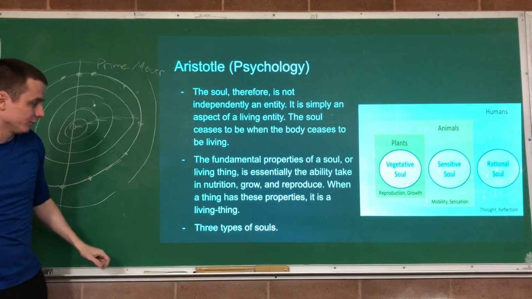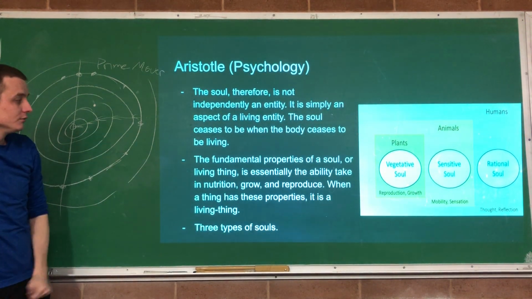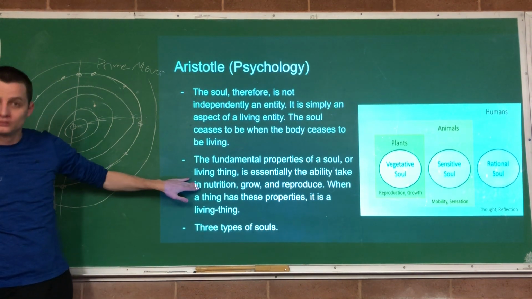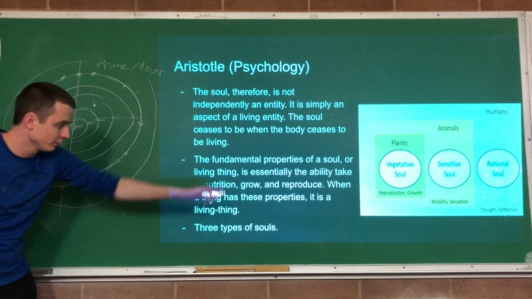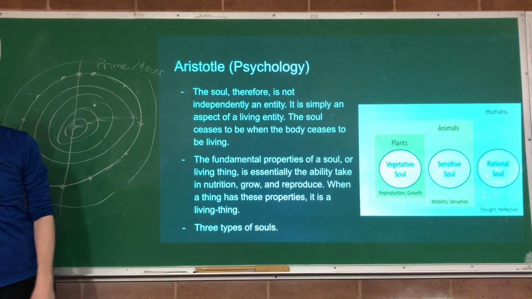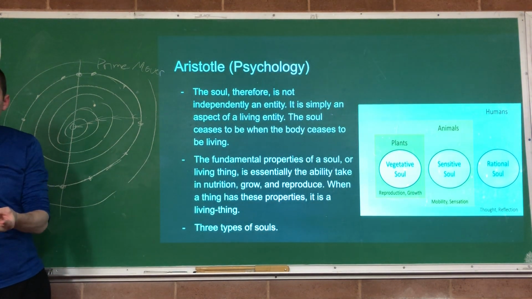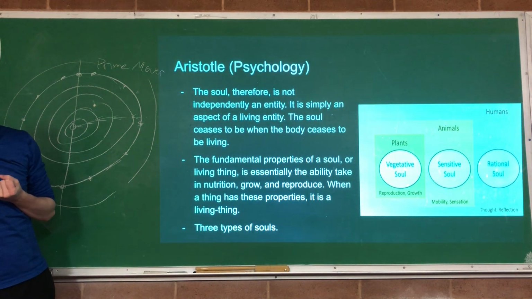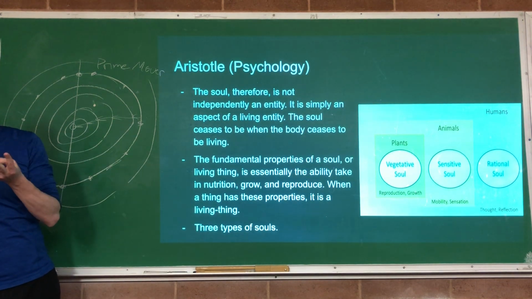The fundamental properties of a soul, or living thing, is essentially the ability to take in nutrition, consume things, grow, and reproduce. So these are the three fundamental things that you can use to identify whether or not something has a soul. This is just the three fundamental properties of life for Aristotle. If you want to be considered a living thing, you have to be able to do these three things: take in nutrition, grow, reproduce.